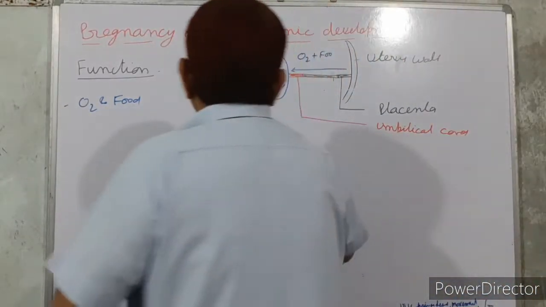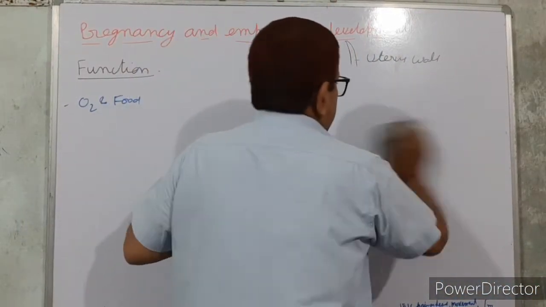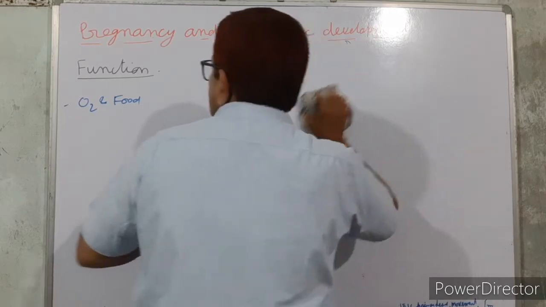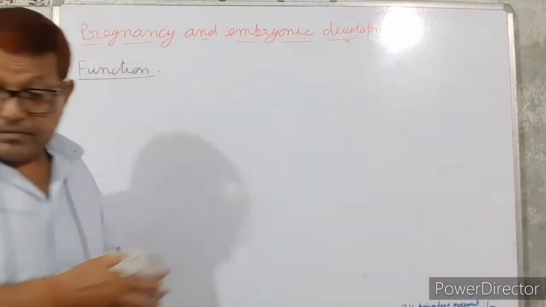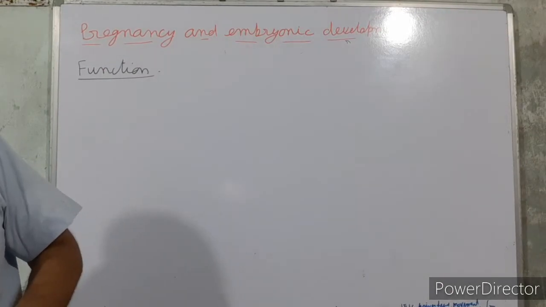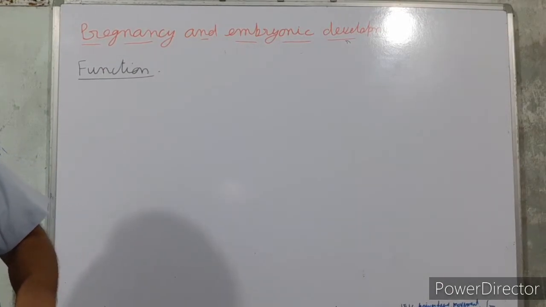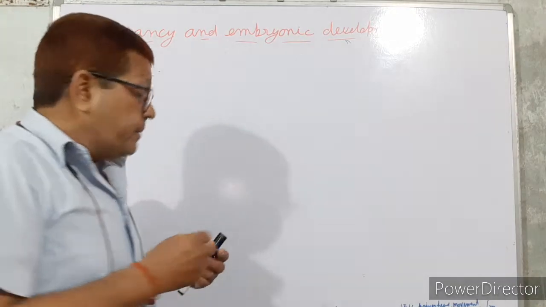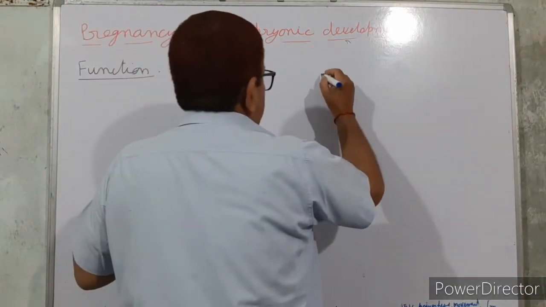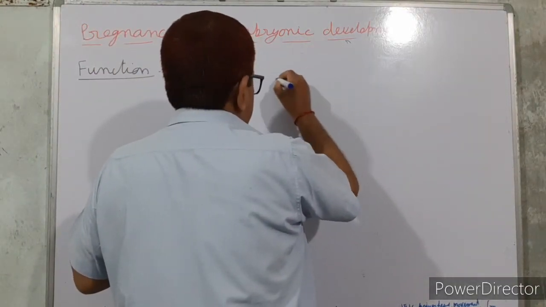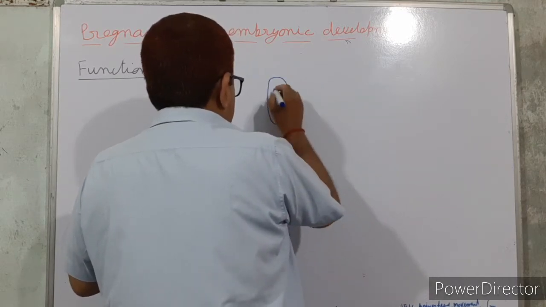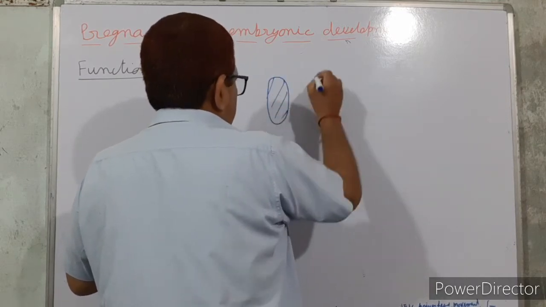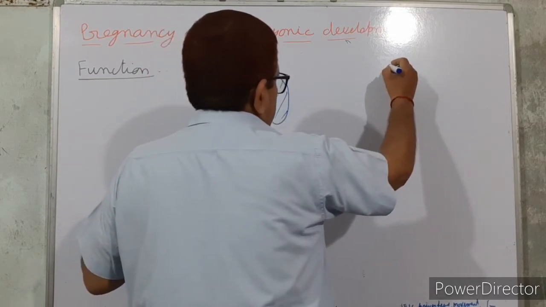Now we have to study about the function of placenta. What is the function of placenta? So in function of placenta, you know that suppose this is embryo. This is embryo.